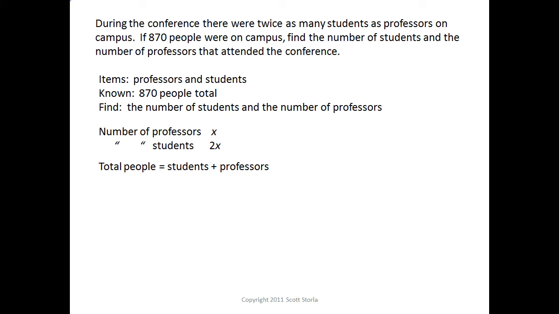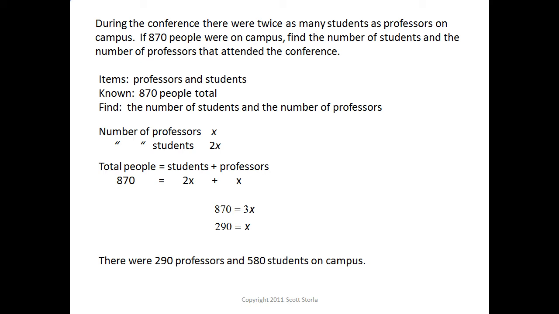For the English equation, we know that the total people on campus will be the sum of the students and professors, and so now we can just translate. The total people is 870, the students are 2x, and the professors are x. We can solve this algebraic equation and find that the number of professors, that was our x, is 290. The number of students then has to be twice as much, or 580. And when I add up the professors and students, I should get 870, and I do.